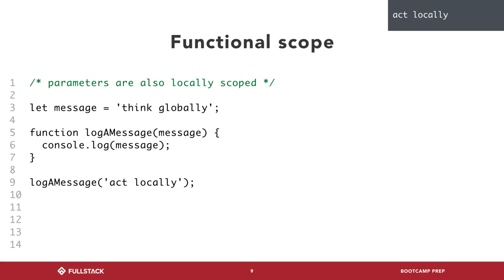So the more direct version of it is to say that parameters are also variables within your function scope. A function's parameters are also variables in the function scope.